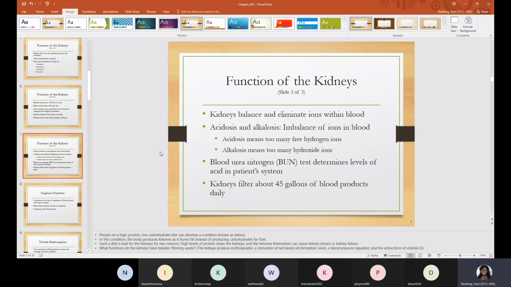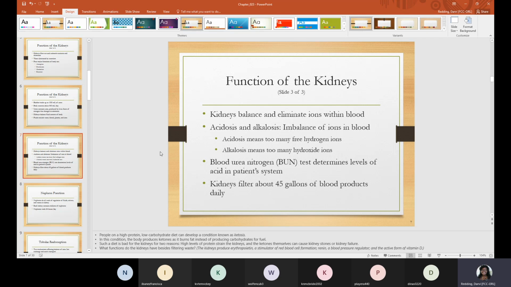So we remember learning about pH. pH represents if the patient's body could be either more alkaline or acidic. 7.4 is technically considered neutral. Anything that's below 7 is considered acidic. And then anything that's above 7 is considered alkaline. So that's the range of the pH. Now with the kidneys, they filter about 45 gallons of blood products each day.